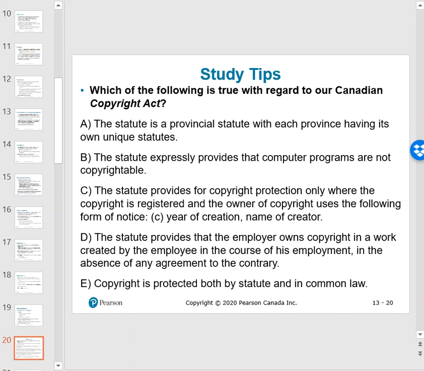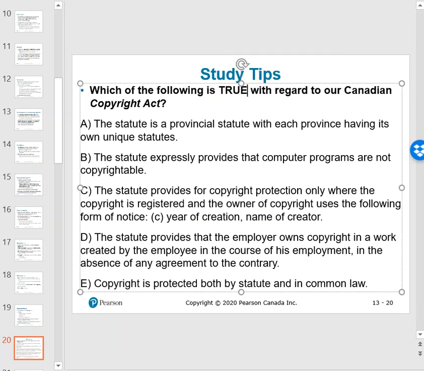So which one is true? Which one is right? E. Well, technically speaking, we cannot say E is wrong, but I would have E as wrong because it's almost 100% by statute and not common law. But things are changing. So in this case, D would be the true statement.